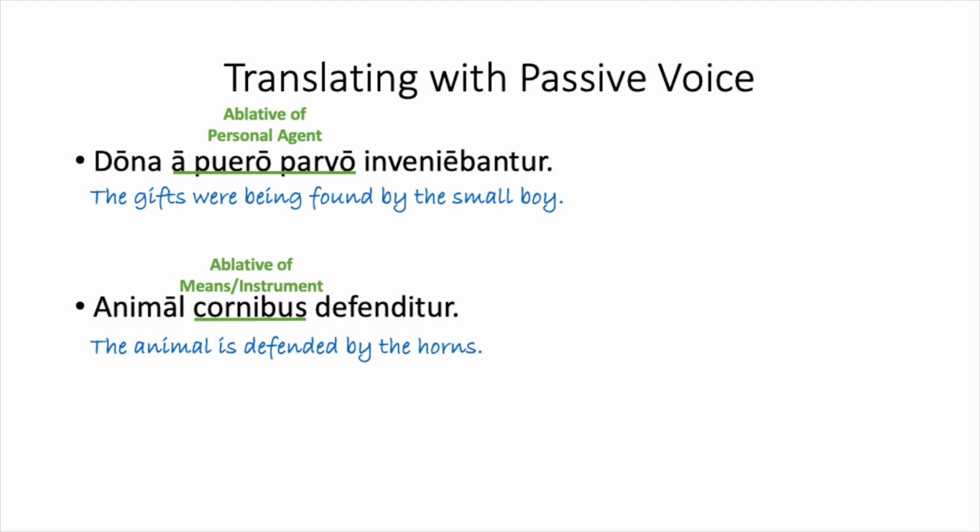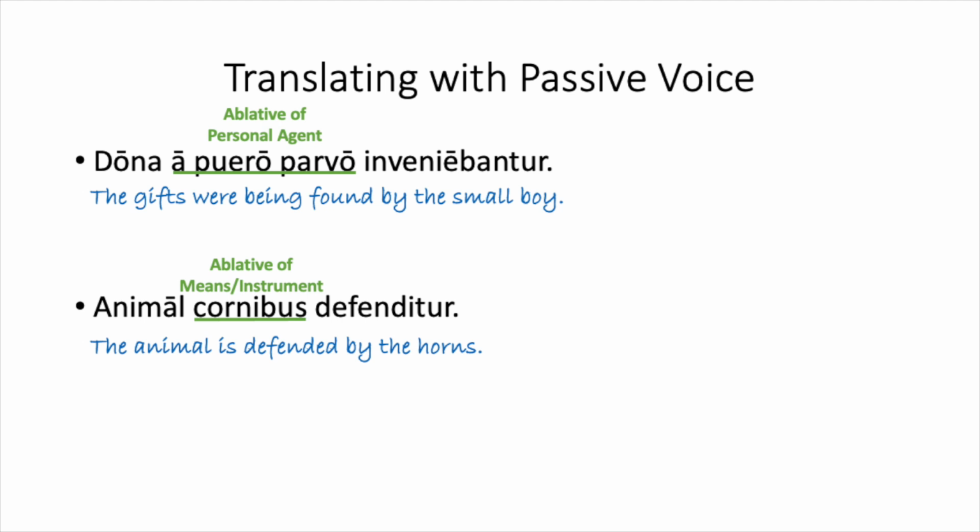Let's look at some translations with the passive voice with these third, third-io, and fourth conjugation verbs. Remember, when you translate the passive voice, you're going to use ablative of personal agent and ablative of means to know who is doing the action or what is doing the action to the subject. So, dona a puero parvo inveniēbantur. The gifts were being found by the small boy.